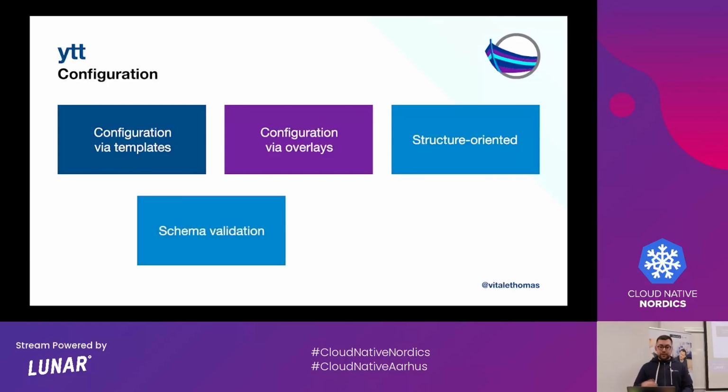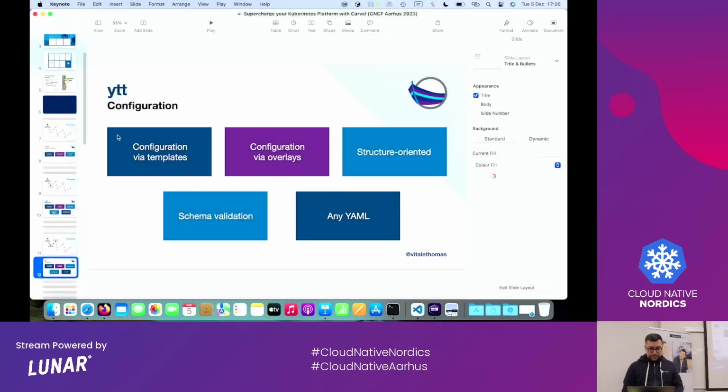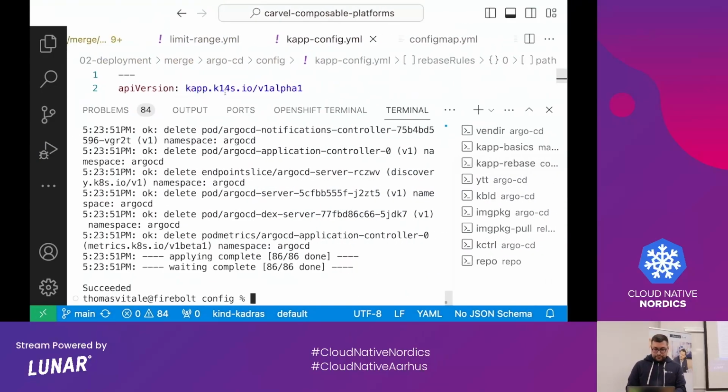ytt understands YAML. You can validate the schema, and it works even outside Kubernetes. It's just YAML, pure YAML. I use it for my GitHub Actions workflows. You can use it for Ansible, for GitLab CI pipelines, for example. So it's quite convenient. Let me show you how it works.